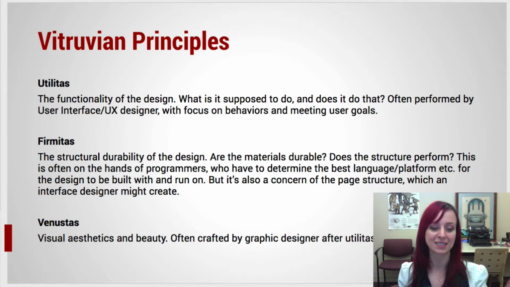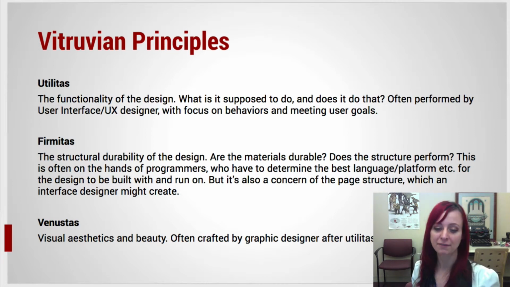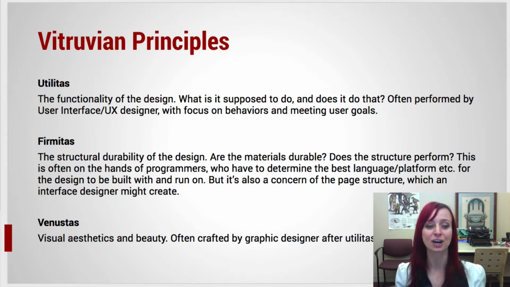Venustas is the visual aesthetics and beauty of a building. This is obvious. There are some campus buildings that are not very beautiful, that don't have a lot of Venustas, and there are some that have a lot of Venustas. I'm in the art and journalism building right now. It's very beautiful. It's not the most beautiful thing I've ever seen. It has some Venustas. This is often crafted by the graphic designer after the functionality and the structure are taken care of.